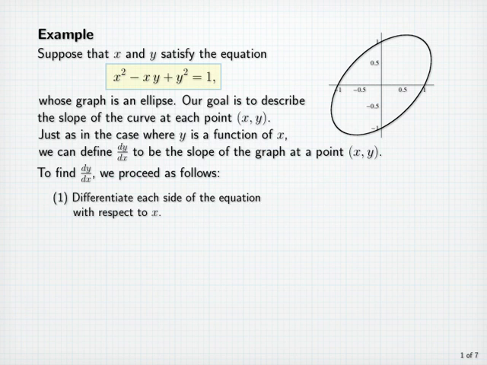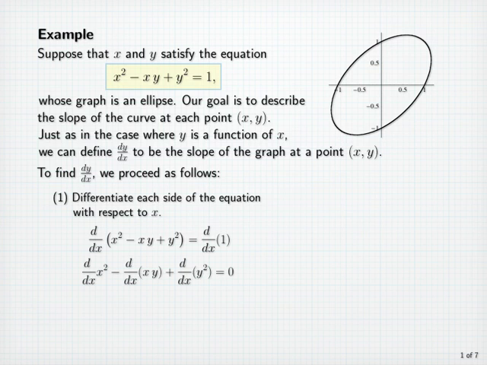First, we differentiate each side of the equation with respect to x. We differentiate the left side of the equation term by term. The derivative of the right side, of course, is 0. Now, the derivative of x squared with respect to x is simply 2x. To take the derivative with respect to x of x times y, we have to use the product rule. The derivative of x is 1. We multiply that times y, and then add x times the derivative of y with respect to x. The derivative with respect to x of y squared, by the chain rule, is 2y times dy/dx.